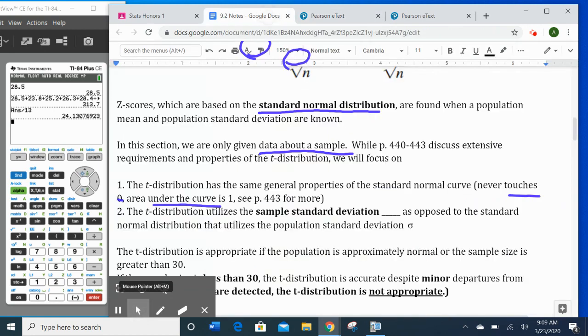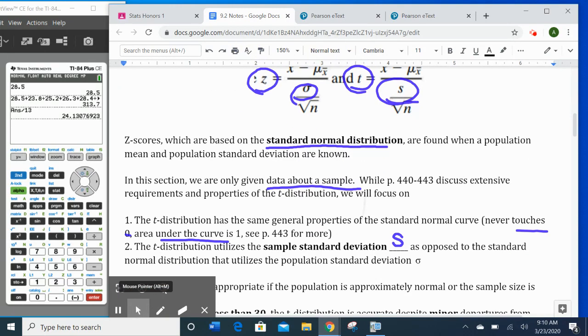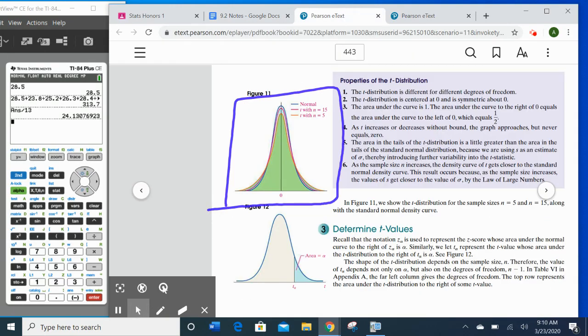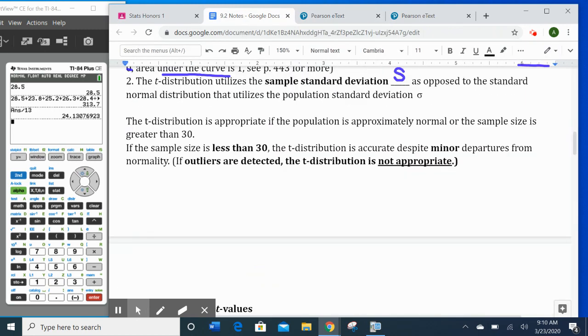The main difference, though, is that the t-distribution uses the sample standard deviation s, as opposed to the standard normal distribution that utilizes the population standard deviation sigma. So the t-distribution uses s. And that's the reason why these are going to end up being close, but not exactly the same. So the t-distribution is appropriate if the population is approximately normal or the sample size is greater than 30.